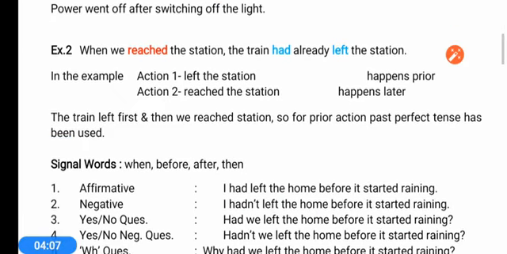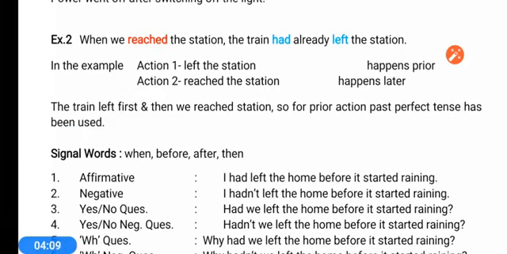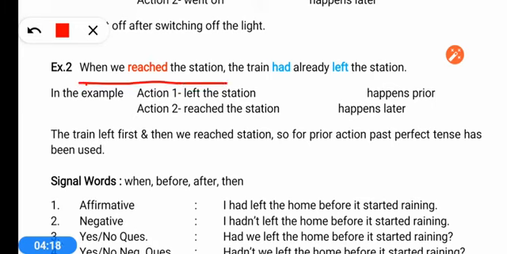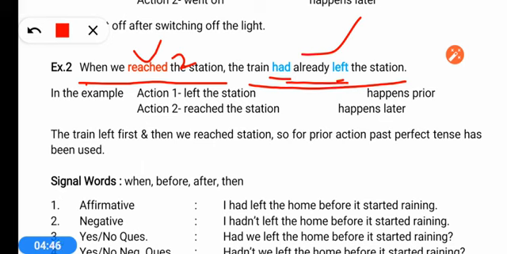Now you see the second example. Here is the second example: when we reached the station, the train had already left. So which action took place first? The train had already left. That is why it has been written as had plus V3. And the second action was that we reached the station. That is why it is only the second form of the verb. Had plus V3 and the second form of the verb is the combination.